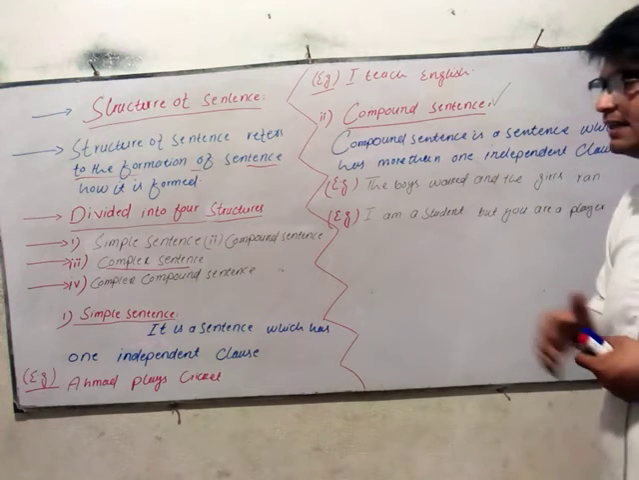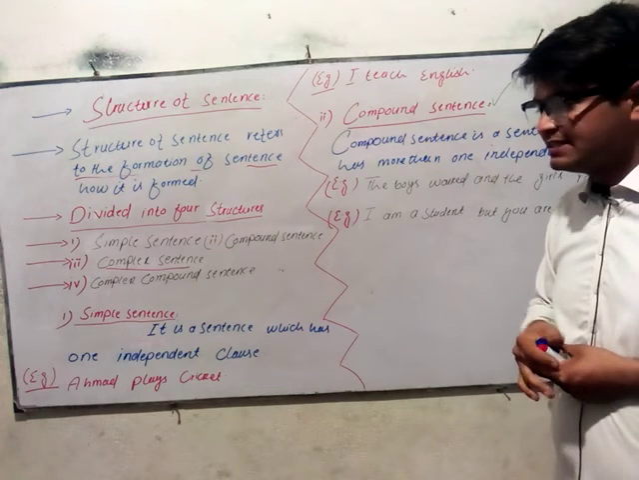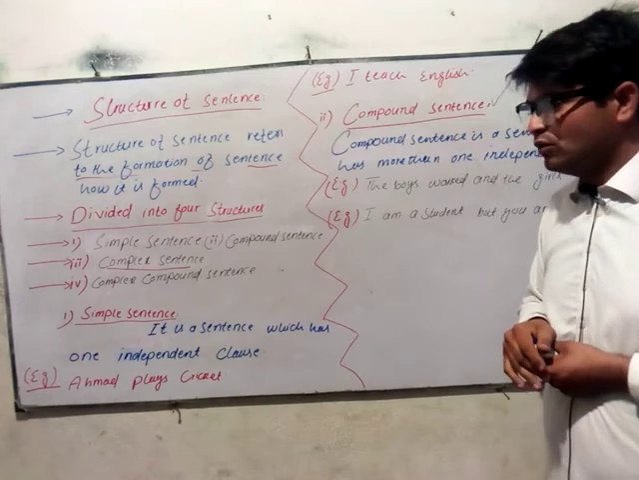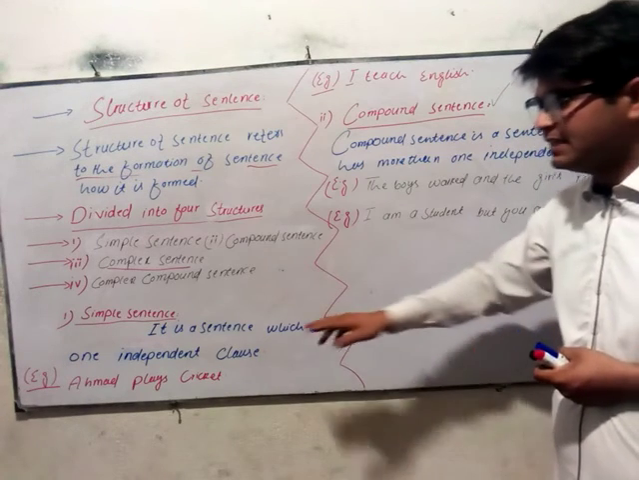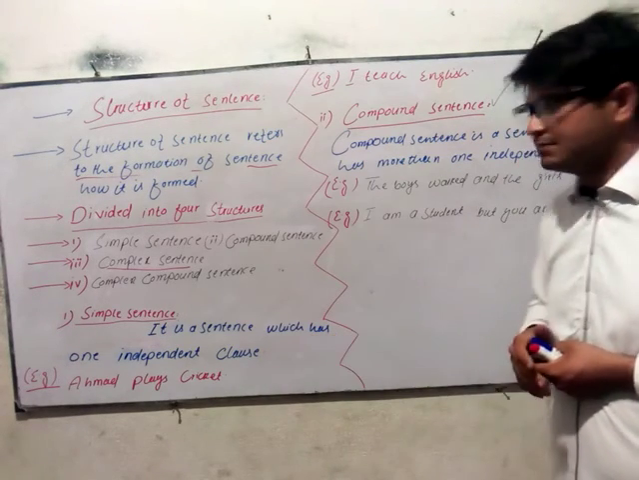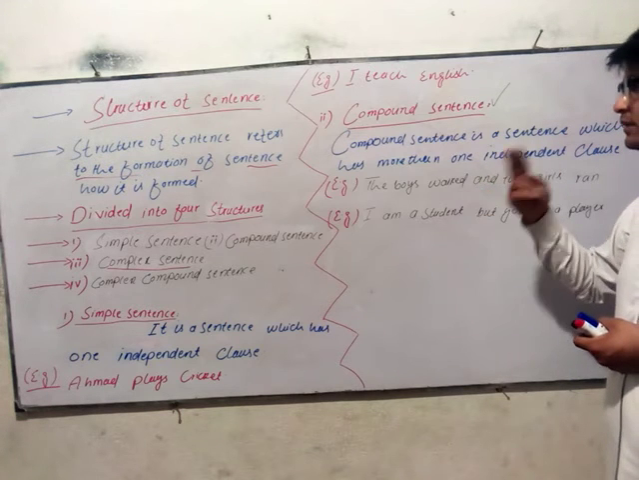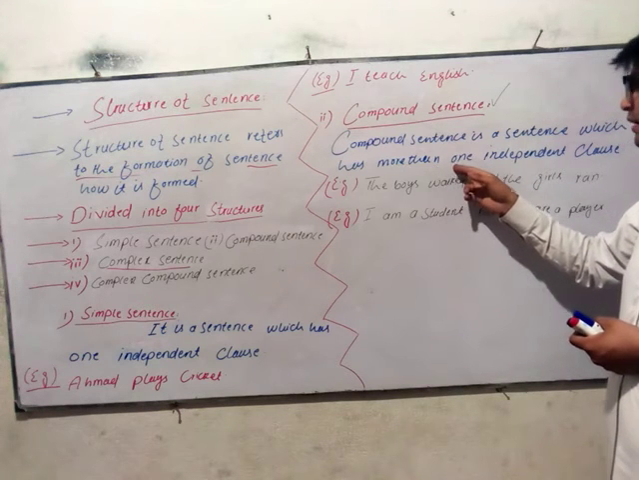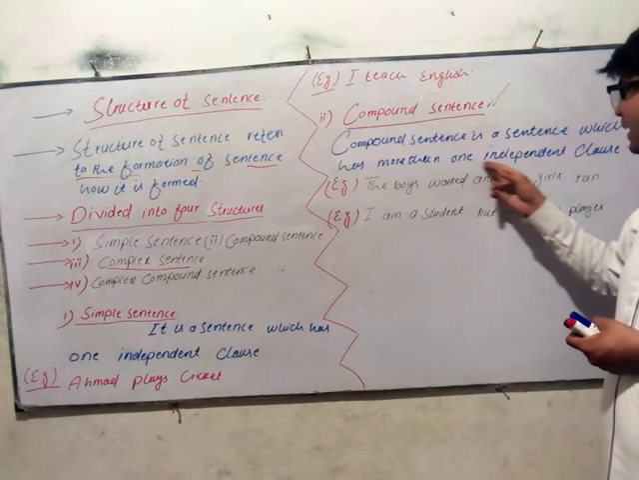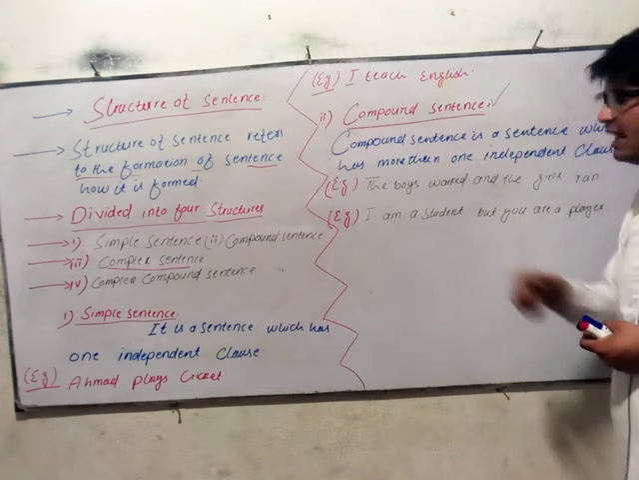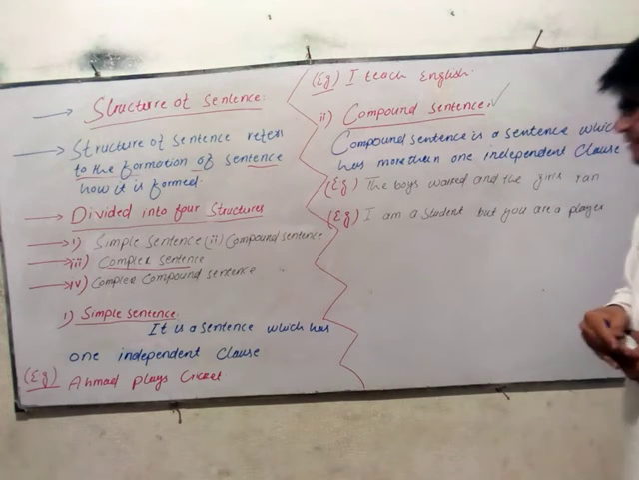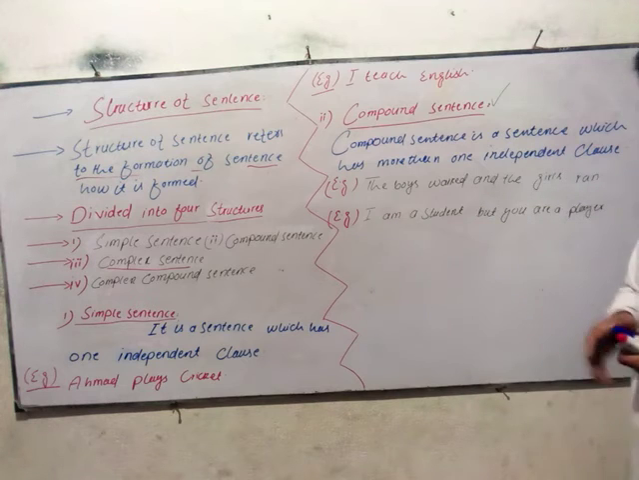In the first type of sentence, the simple sentence, we studied that there must be one independent clause. But in this compound sentence, we will have more than one independent clause, while there we have one independent clause. The example is here in front of you.